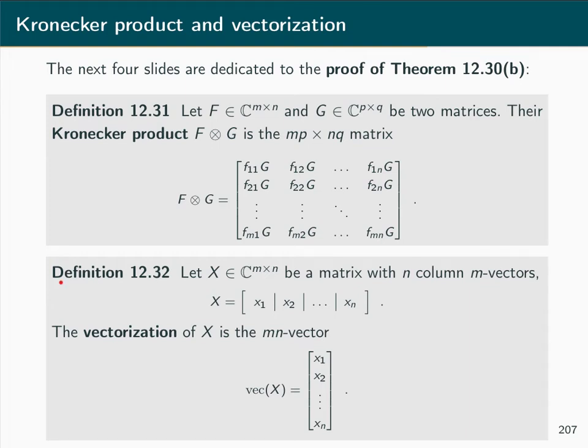Next, in definition 12.32, we define the so-called vectorization of a matrix. Let X be an M by N matrix, meaning that it has n column vectors, where each column vector has dimension m. Then the vectorization of X is the mn dimensional vector, which consists of the columns of X stacked up. So we have x1, the first column, then x2, the second column, and so on, down to the last column, xn.